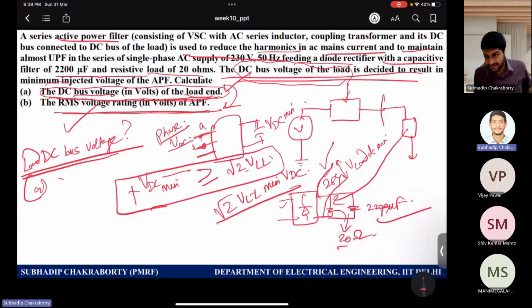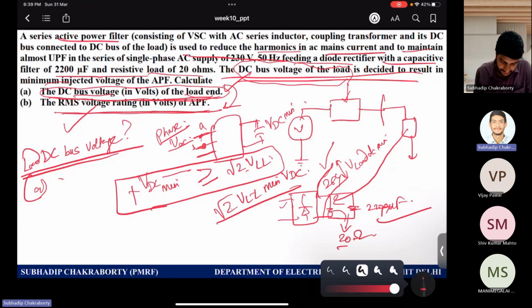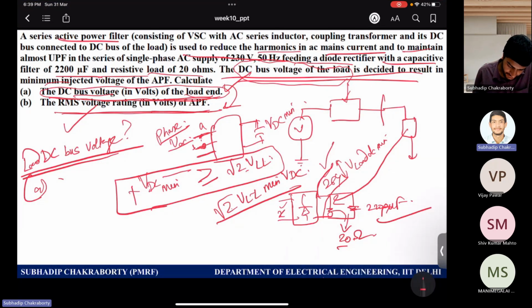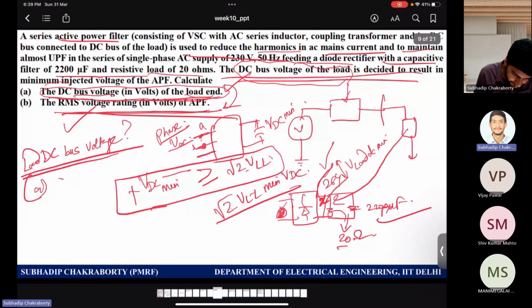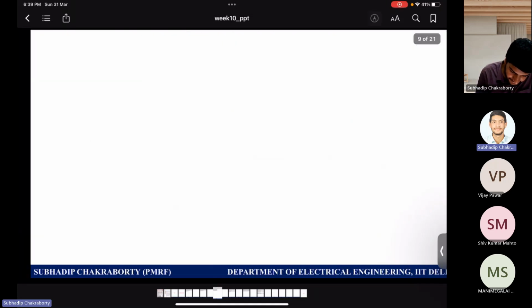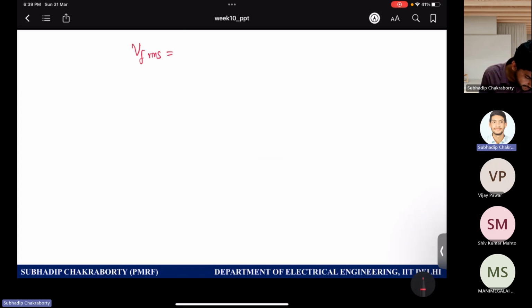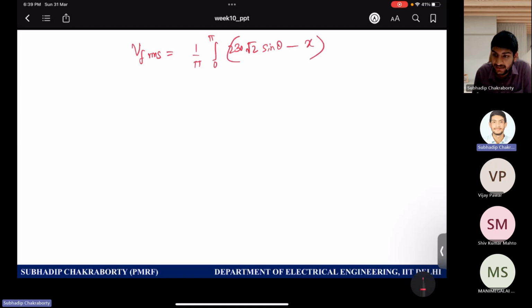Then you don't actually know the DC bus voltage, and you need to know the minimum DC bus voltage, right? So let us call this DC side voltage X. Now if you know the DC side voltage minimum is X, can you write the filter RMS component of the voltage? So V filter RMS equals square root of 1 by pi integration 0 to pi of (230 root 2, because that is the peak of the supply, sin theta minus x, because that is what we assume to be the minimum VDC at the DC side of the load) whole squared d theta.